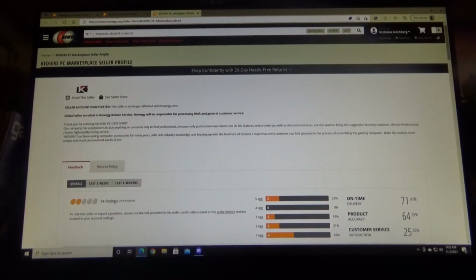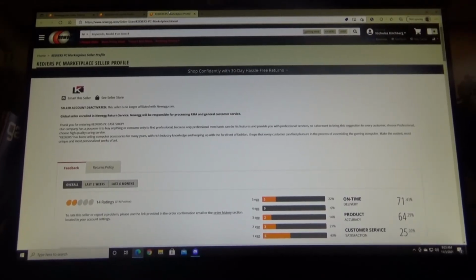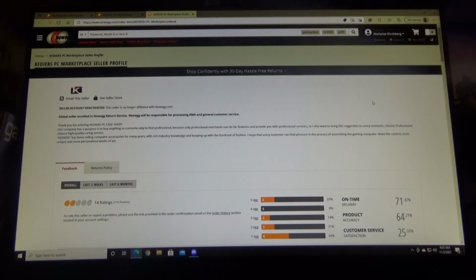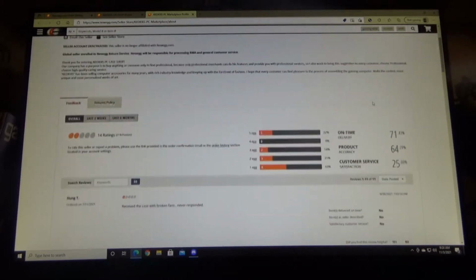So what I'm showing you here is the Kediers Marketplace Seller Profile on Newegg, or at least it was 5 months ago when I bought the case. Technically, this doesn't exist anymore. The way I got here was going through my purchase history, selecting the computer, and then selecting the seller's profile through there. Some things to note are the name, Kediers PC Marketplace Seller Profile, the icon, and most importantly, the rating. Now this is for the store overall, not the individual products.